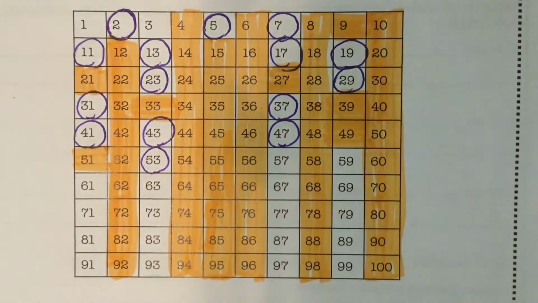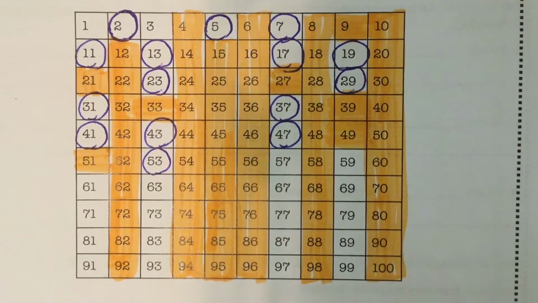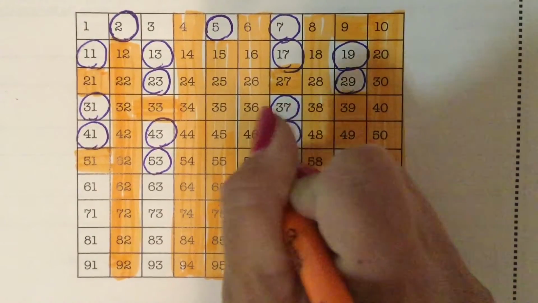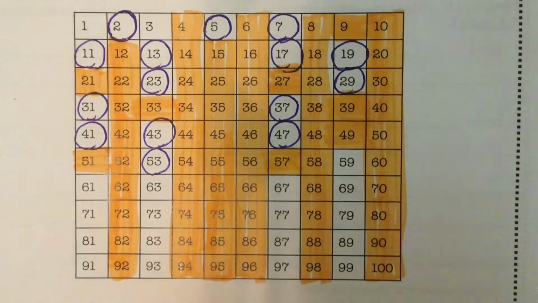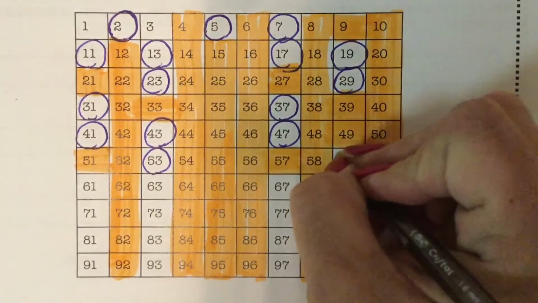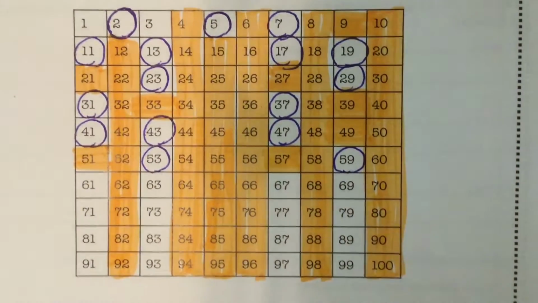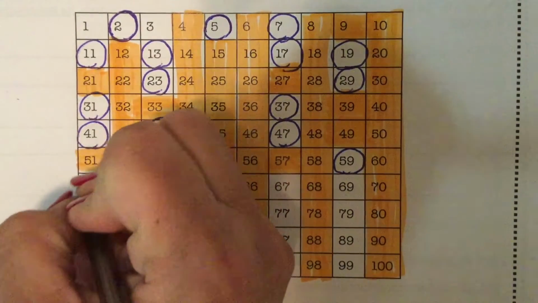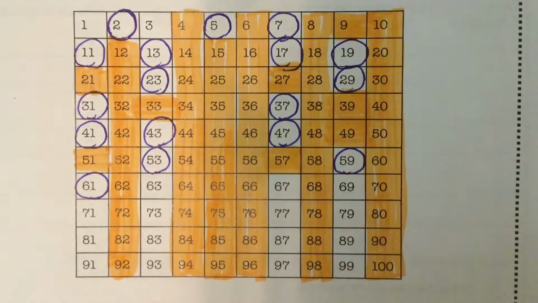57, 5 plus 7 is 12, and 3 goes into 12 evenly, so it is composite. 59, 5 plus 9 is 14. It is a prime number. 61, 6 plus 1 is 7. It is a prime number.